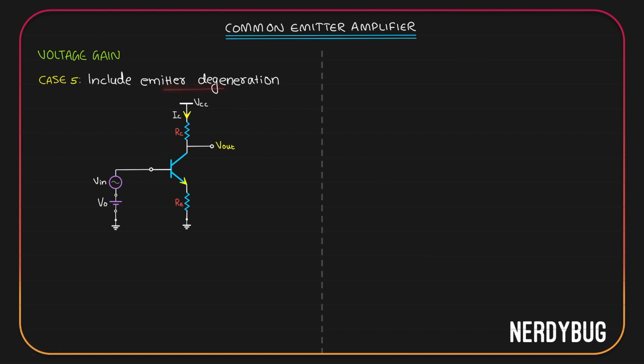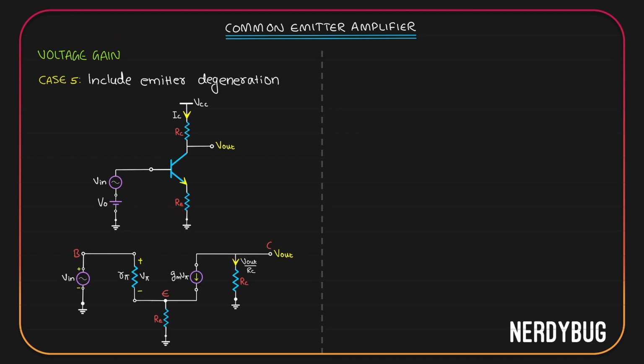Include emitter degeneration. This will be case 5 of us finding the voltage gain. I have added a resistor at the emitter and I am calling it RE. If we draw the small signal model, this is how it will look like. There is an extra resistor at the emitter. Once again, across RC, we have a potential V output. So the current through RC will be V output divided by RC according to Ohm's law.